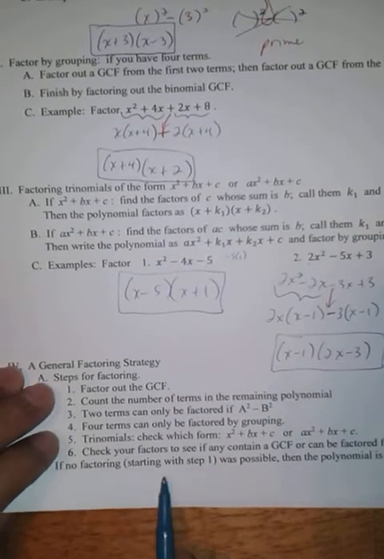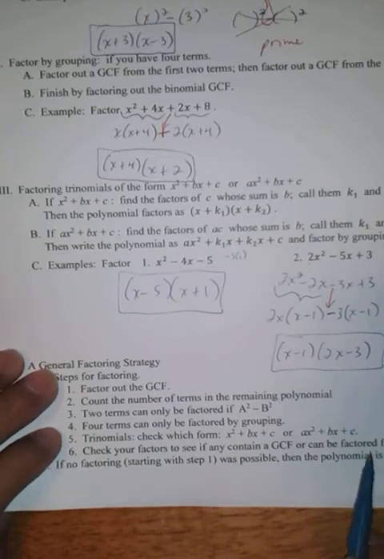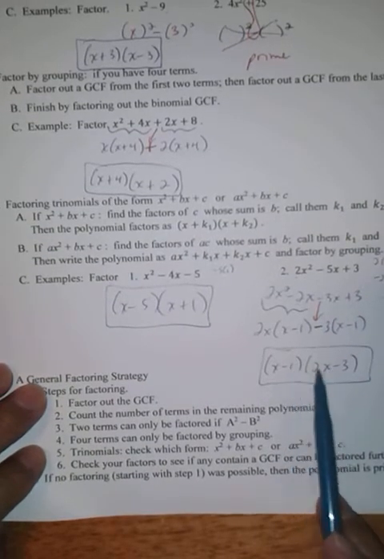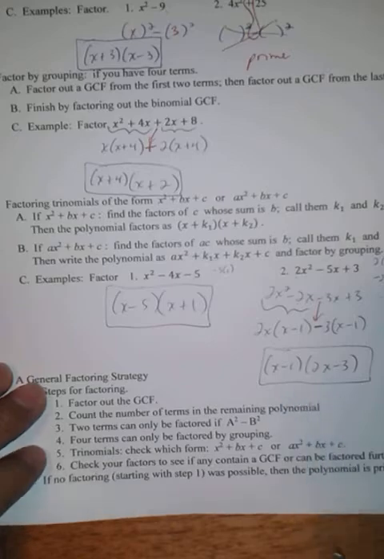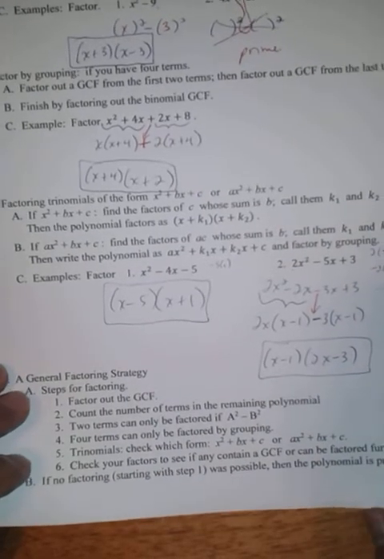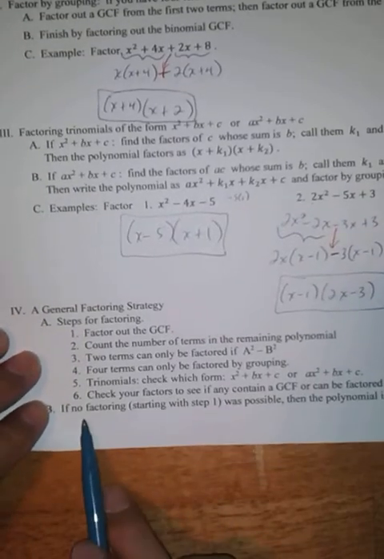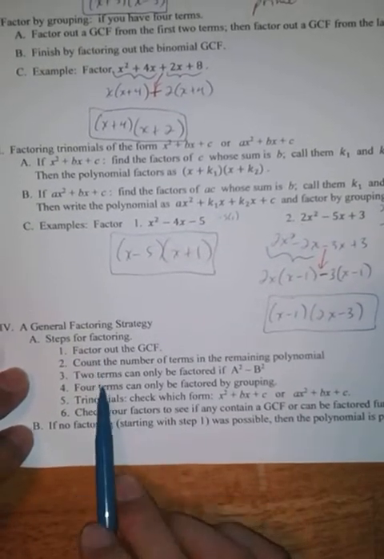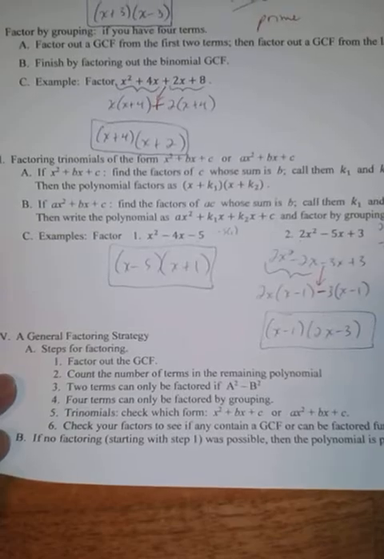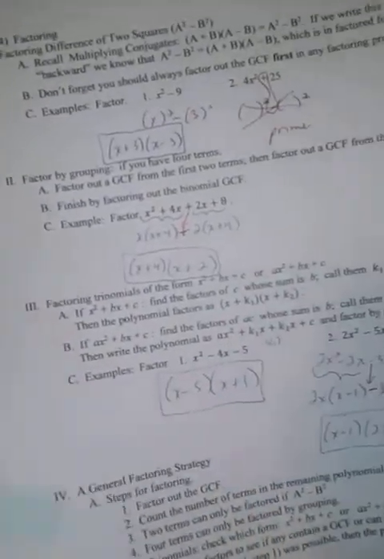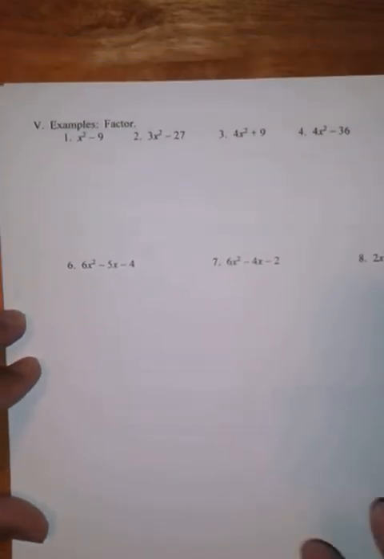Okay, and then finally check your factors to see if any contain a GCF or can be factored further. I mean, these are your factors. So check those factors, see if there's a GCF in one of them, or if they can be factored further. If no factoring starting with step 1 was possible, then the polynomial is prime. Let's look at some examples. We'll do the odd ones here and the even ones in class.